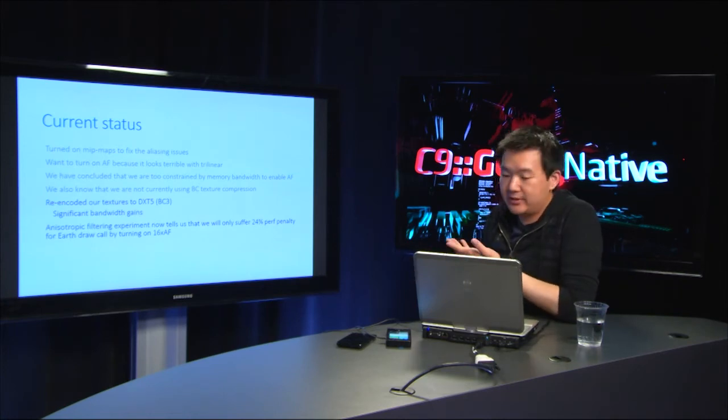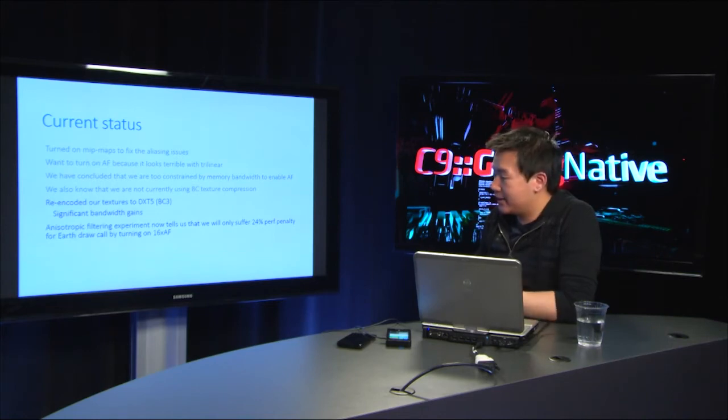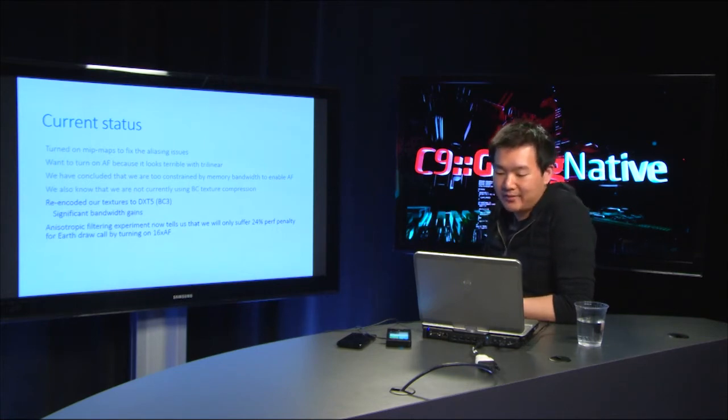And now that we've reduced our memory bandwidth usage, offline analysis is telling us that turning on anisotropic texture filtering for this draw call will only cost us 24% performance for that draw call instead of the 130% or whatever it was previously when we were using an uncompressed texture. So 24% performance hit for that draw call. I think that draw call is running at like 4 milliseconds or something like that, and 24% on top of that is like an extra millisecond of cost for 16 times anisotropic filtering. I think that's fine. That's an acceptable cost to us.